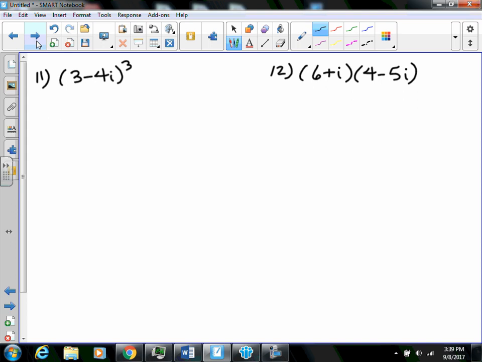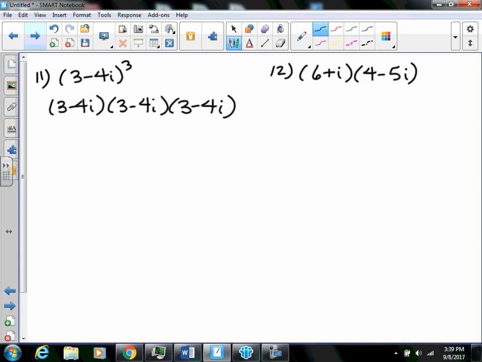If you remember when we did this before, I told you you're going to multiply 2 things at a time. So I'm going to rewrite this as 3 minus 4i times 3 minus 4i times another 3 minus 4i. Now, I know I have 3 of them written out, but I'm only going to do 2 at a time. So don't try to do 3 things at once and then get all confused. So let's do the first 2.